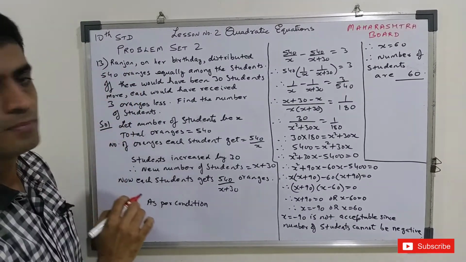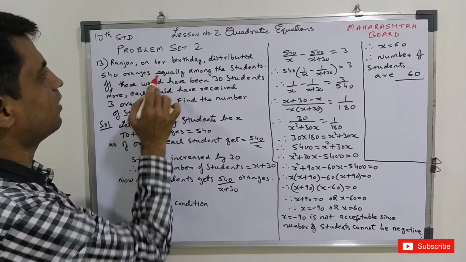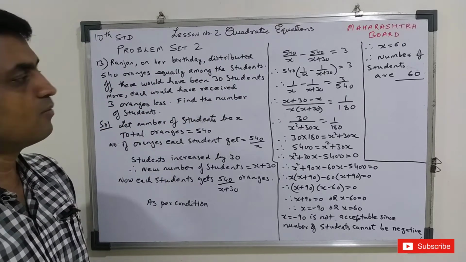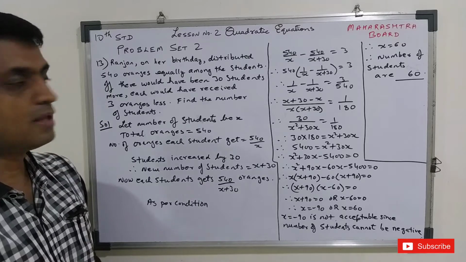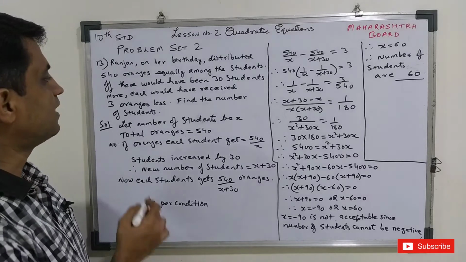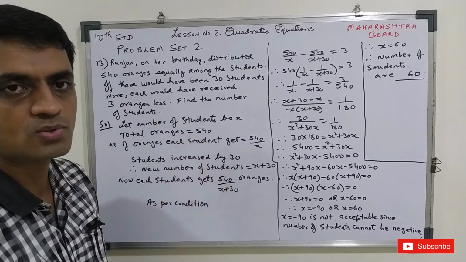Next sum. Rajan on her birthday distributed 540 oranges equally among students. If there would have been 13 students more, then each would have received 3 oranges less. Find the number of students. It means they are asking you to find the original number of students.